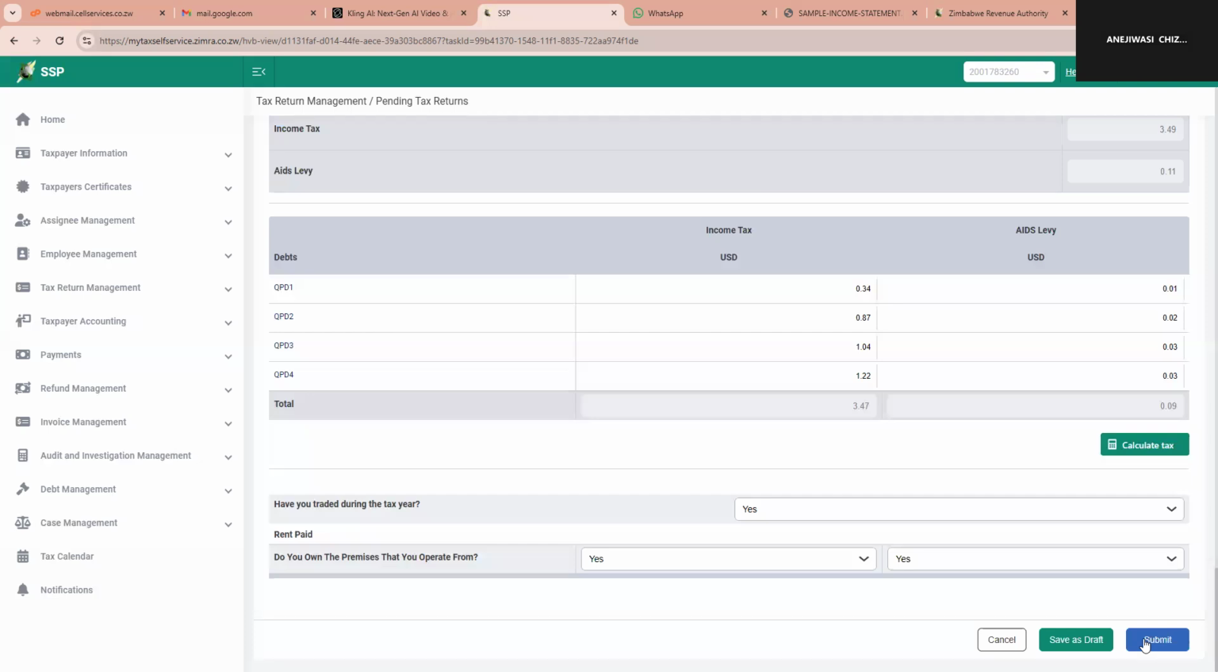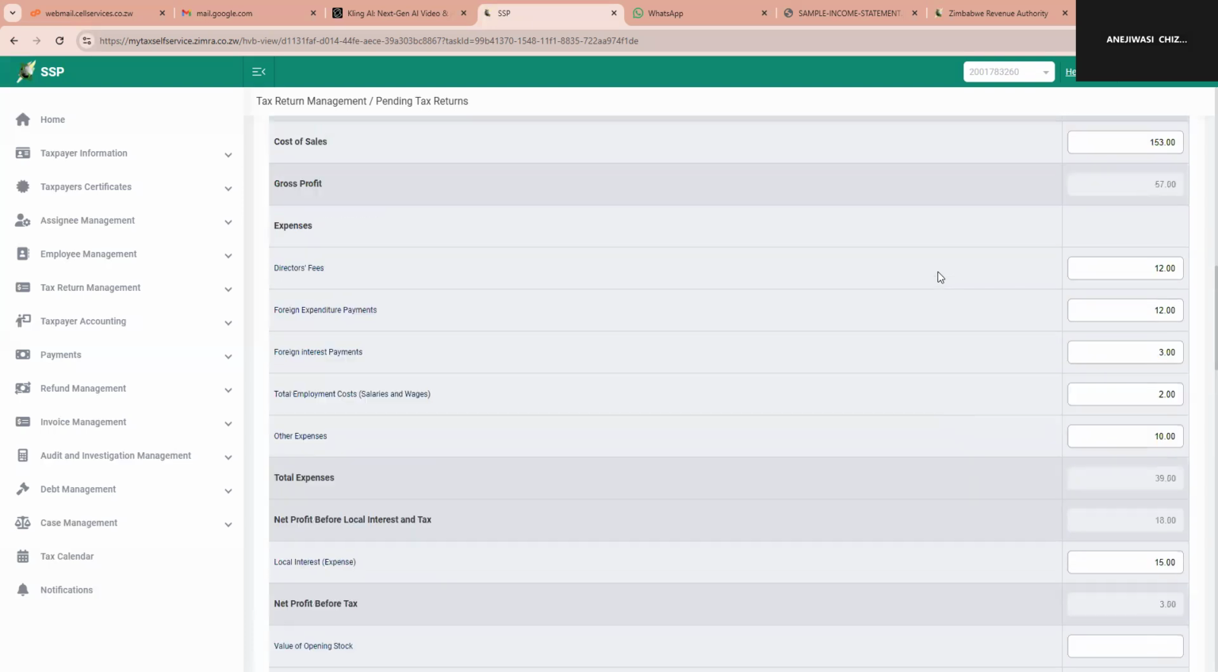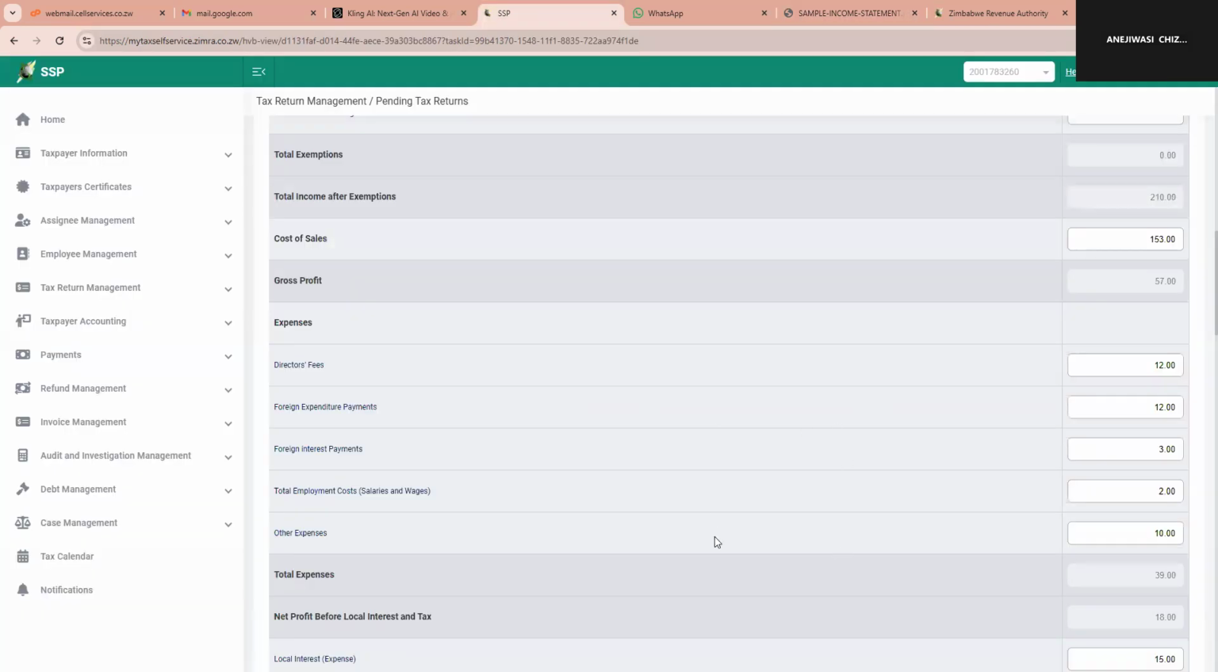So this is how you do these, what we term QPDs for short. The issue is you must have computed your figures so that when you come here, you are not guessing. You are taking from this income statement and the other computation which I showed you. Remember the other computation which I was doing in Word. So it's this plus that. Then you come, you do your return, then you submit to ZIMRA. So this is how you do your QPDs.